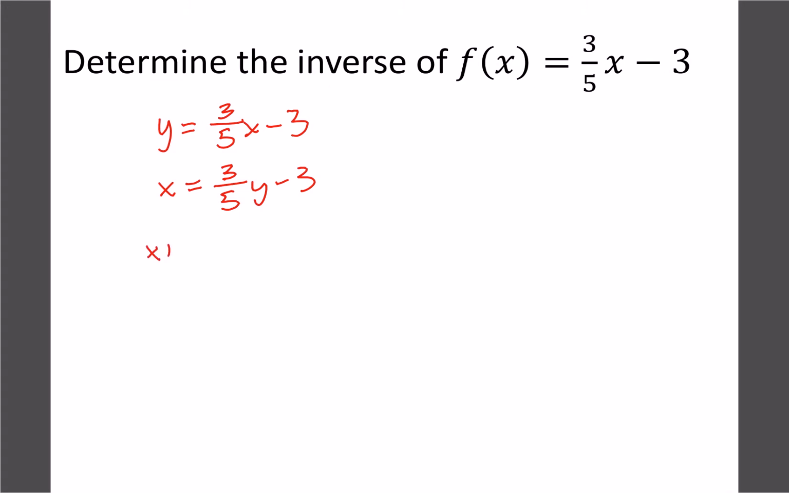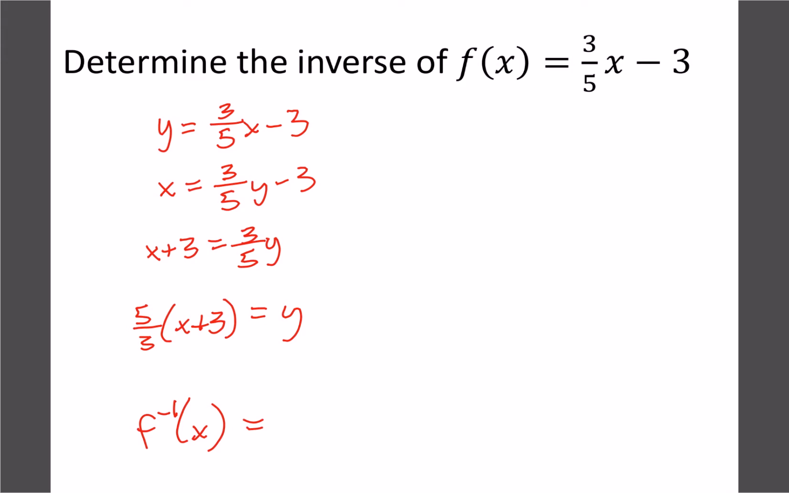So let's bring the 3 over, we'll do plus 3 equals to 3/5 y, and then let's divide by 3/5, or because it's a fraction, it's a little bit easier to multiply by 5/3. And that will undo the 3/5. And again, our last thing is we should write it as an inverse. And let's just flip our order around. So we have 5/3 x, and 5/3 times 3 would be just 5.